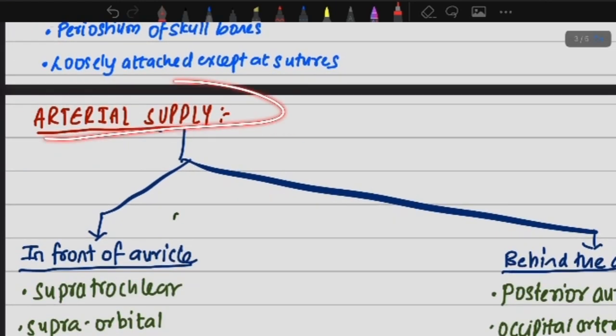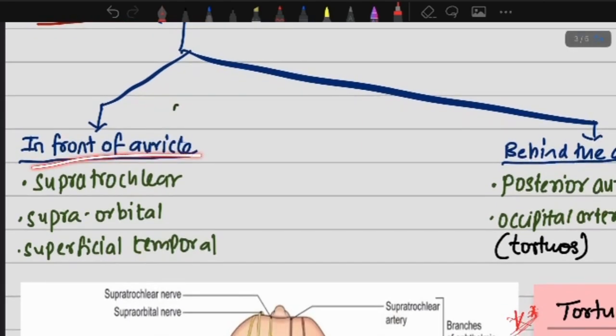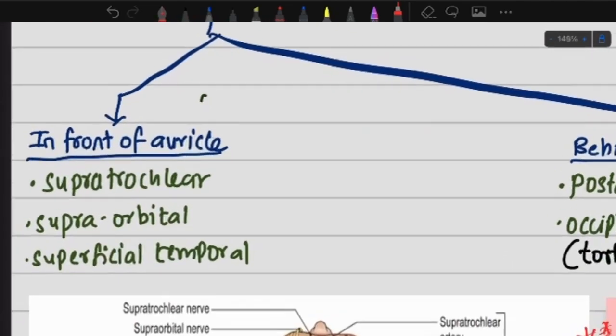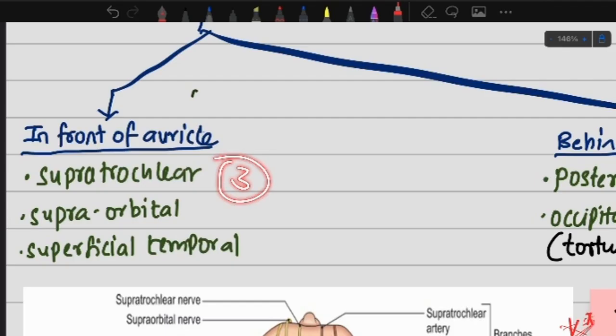This arterial supply of the scalp can be studied under two headings. First, in front of the auricle, next, behind the auricle. In front of the auricle we have three important arteries.